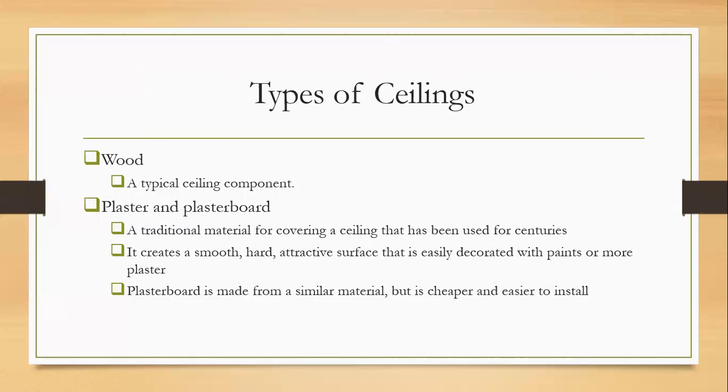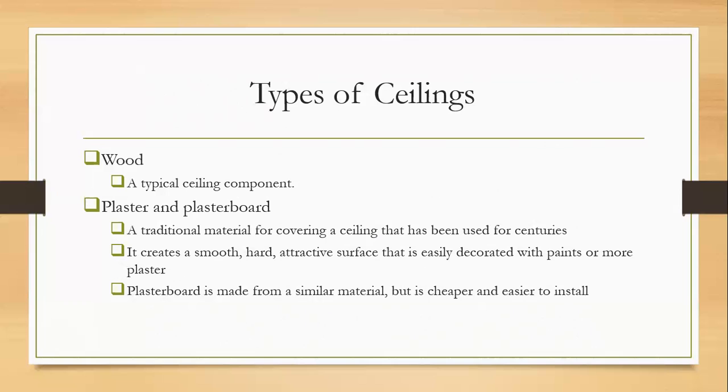Then we have types of ceiling. Ceiling materials come in different types. For example, there will be wooden ceilings. Then there's plaster and plasterboard. So plaster or plasterboard is a traditional material used for covering a ceiling, and for centuries they have used that. It creates a smooth, hard, attractive finish that can actually be easily decorated with paints or even more plaster.